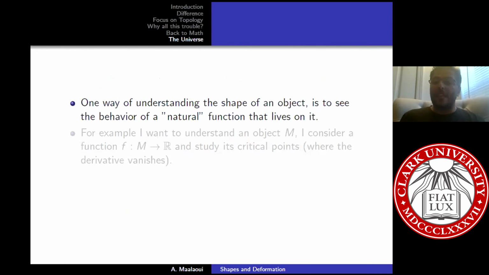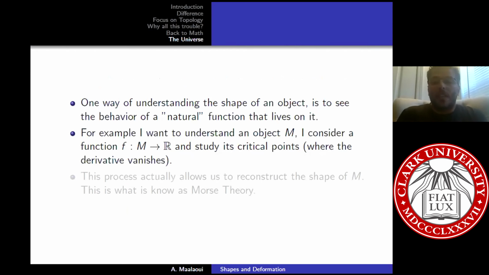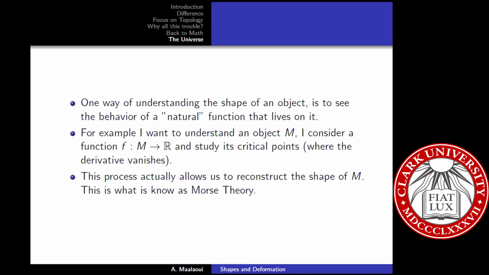One way of understanding the shape of an object is actually to see the behavior of a natural function that lives on it. For example, I want to understand an object M. I consider a function from M to R, and I study its critical points. The critical points are the points where I have a horizontal tangent. That's where the derivative vanishes. This process actually allows us to reconstruct the shape of M. This is what is known as Morse theory. Morse theory tells you that if you study one function living on a shape, then you can know what the shape is. It's a very strong theory.